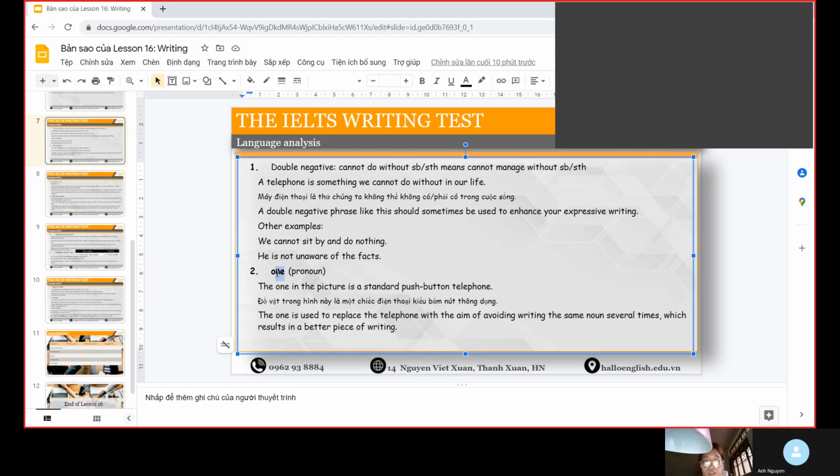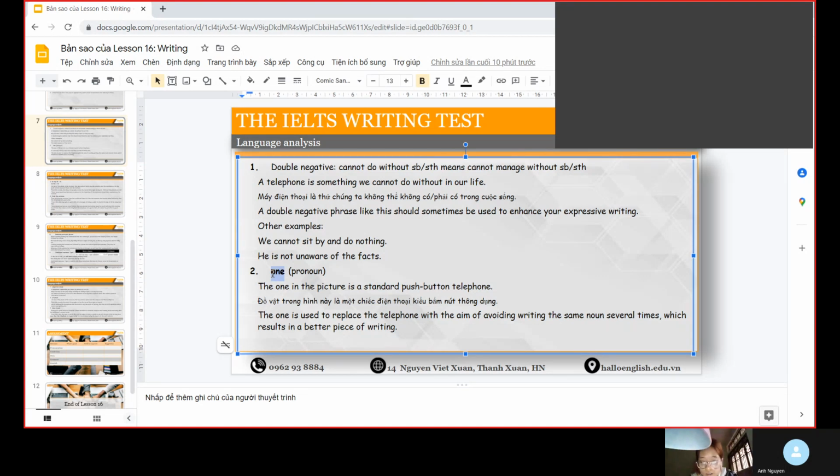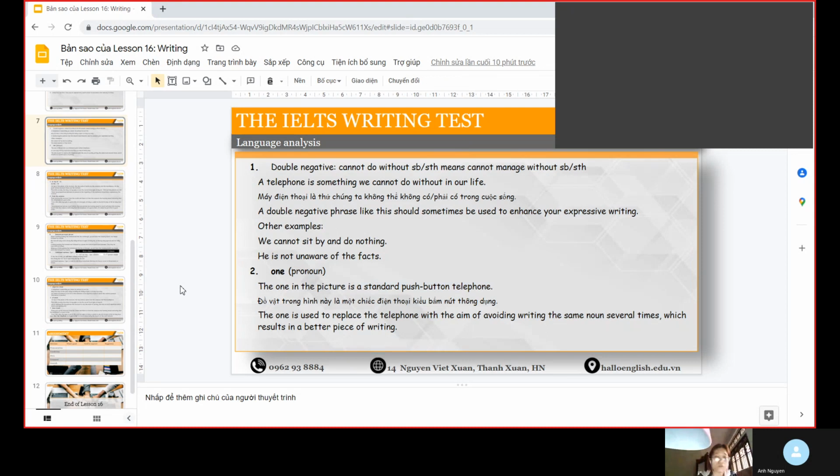Before giving you another example, the word one here is just like the word others, like many people. A lot of people love dogs and others love cats. The word others will replace the word people. And this one is in the same situation, as it is used to replace the word indicating some kind of objects. For example, I really love that iPhone 12 and there is one in my house.